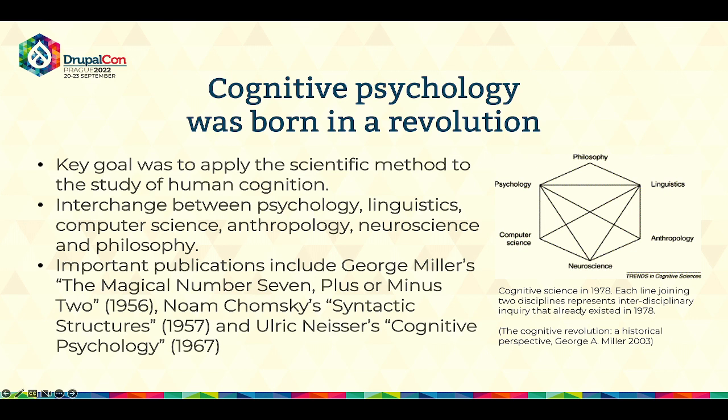And in the late 70s, even if there was interchange between different sciences, it wasn't always so that they all interacted together. Neuroscience didn't so much discuss with philosophy, or computer science didn't so much discuss with anthropology. I'm talking about that image there, maybe the print is a little bit small, but it shows which were the connecting sciences. There are also different and maybe more recent versions of that diagram.